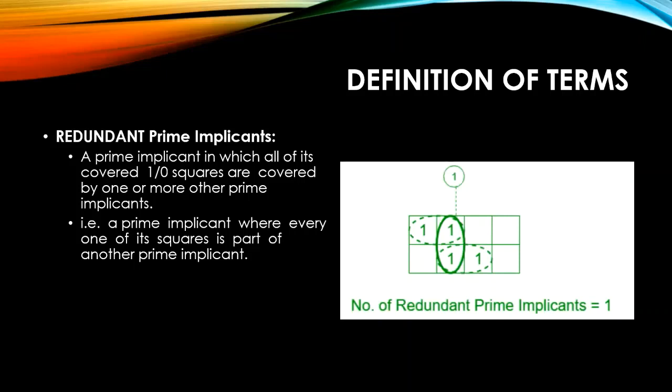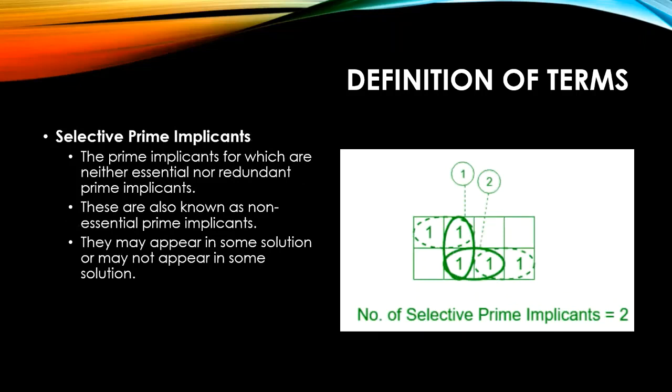Okay. So aside from essential and redundant, we could form a selective prime implicant. If it's a selective prime implicant, there are options on how we're going to group or determine the term to be included in our final equation. So for example, we have this one. We have an essential one with an exclusive one, and another group which has an exclusive one.